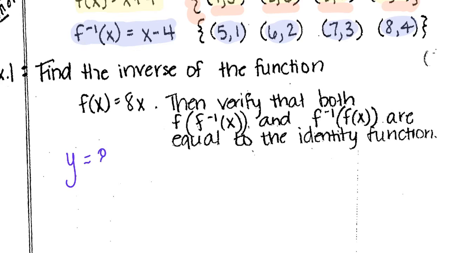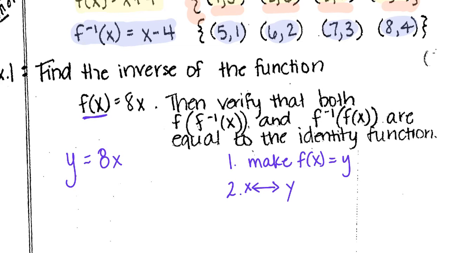y equals 8x. The first thing I do is I interchange the f of x for a y. Make f of x equal to y. Number 2, I'm going to change the x and y, so I'm going to put the x here and the y here. In the last step, I am just going to solve for y. This question doesn't have a lot to solve for y, but when I solve for y, I'm going to divide each side by 8.